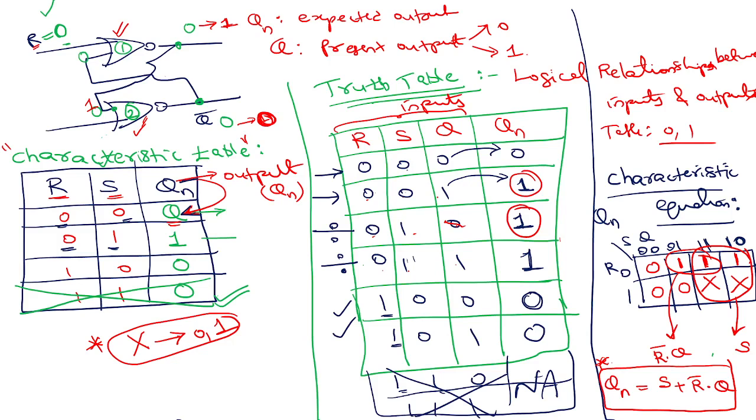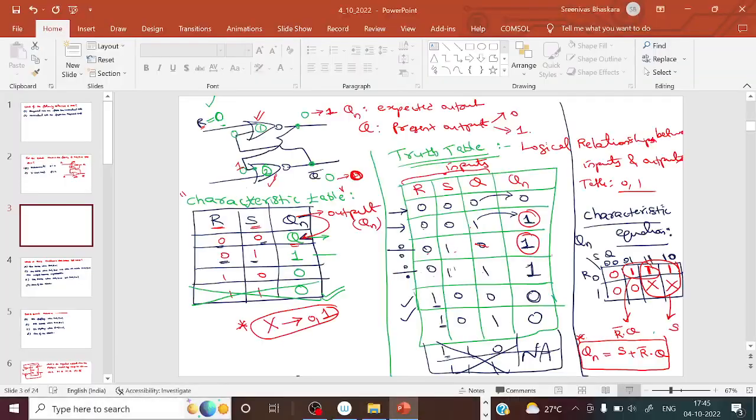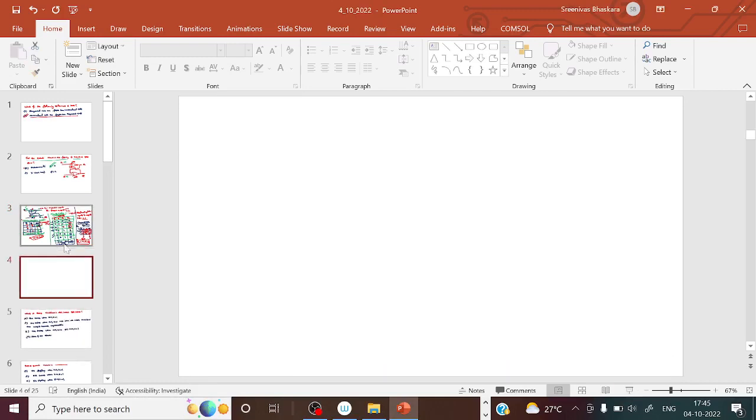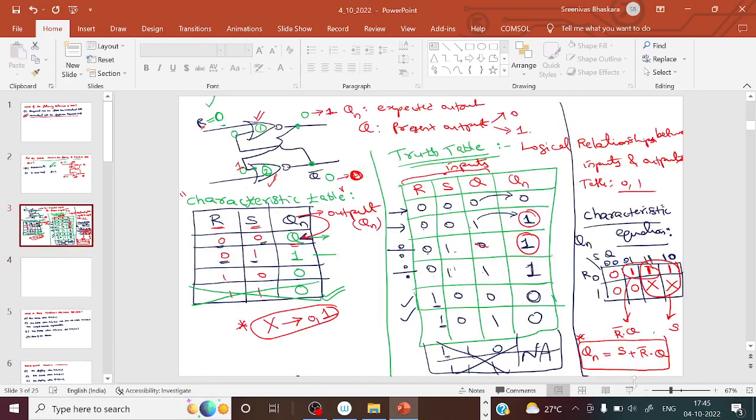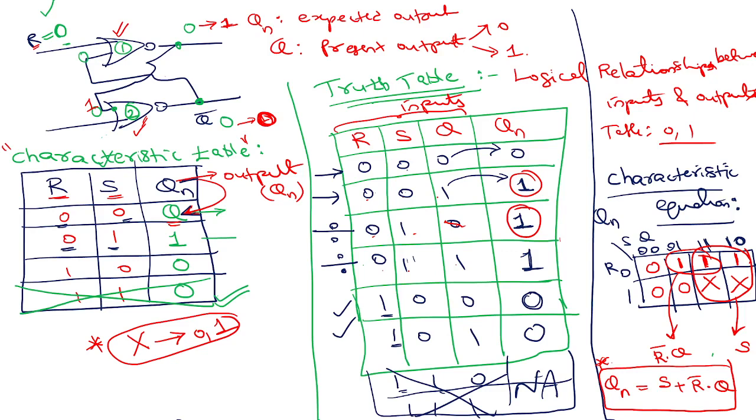Then somebody was saying, no, excitation table, something. See, they're very simple. It's the same concept, right? You have a characteristic table. What is a characteristic table? It gives the relation between outputs and inputs. Now, what is an excitation table? You have the name excitation table, right?